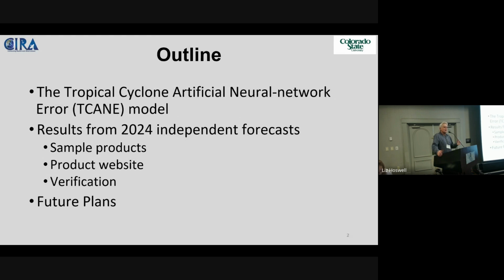I'm going to talk briefly about the tropical cyclone artificial neural network error model, TCANE. We ran this in quasi real time in 2024. I'm going to show some results of the sample products and the verification, and then where we're headed next.